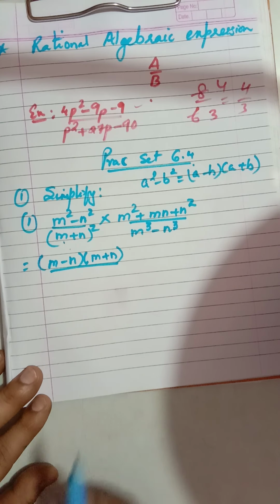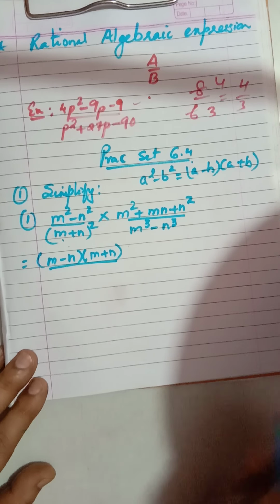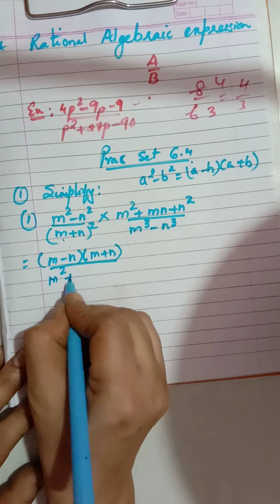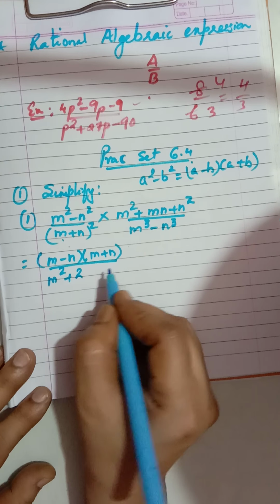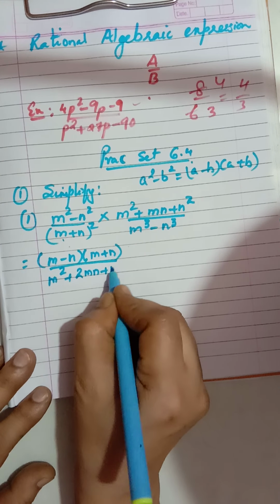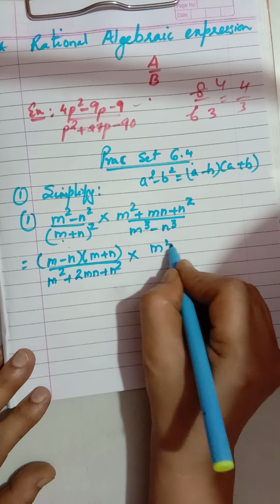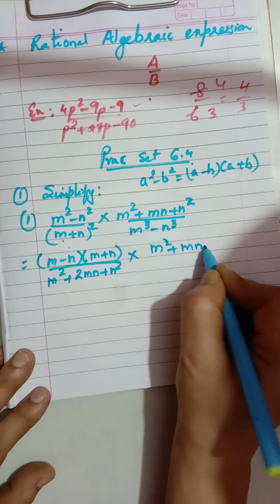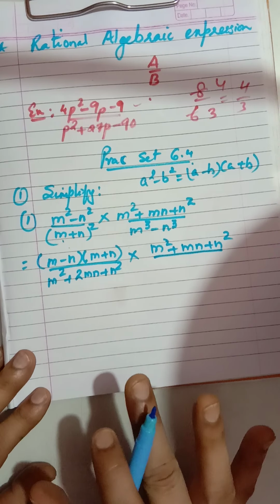Now the denominator is a plus b whole square. We know the a plus b whole square formula, right? So this will become m square plus 2 into m into n, that is 2mn, plus b square, that means n square, into m square plus mn plus n square. We are just keeping it as it is. We are not applying any formula.